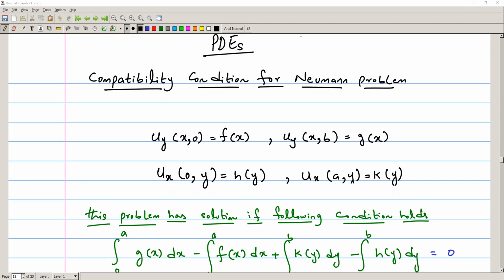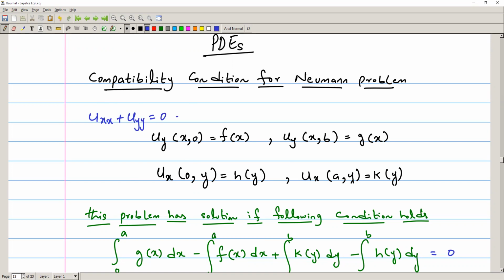So in this class, we are going to discuss the compatibility condition for a Neumann problem, and we will also solve an example to understand this problem. So here we are given an equation, that is the Laplace equation. We know that it is given by u_xx plus u_yy is equal to 0, right?